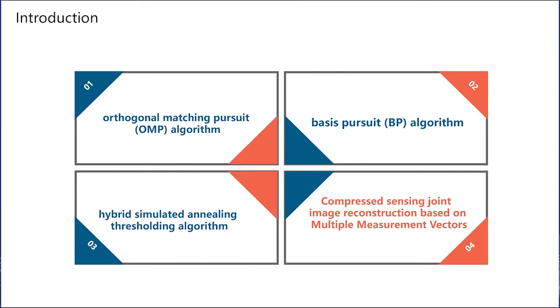Presently, many reconstruction algorithms have been proposed, such as the orthogonal matching pursuit algorithm, the basis pursuit algorithm, and the hybrid simulated annealing thresholding algorithm. However, all these reconstruction algorithms for compressed sensing are based on the sparsity of the original signal.